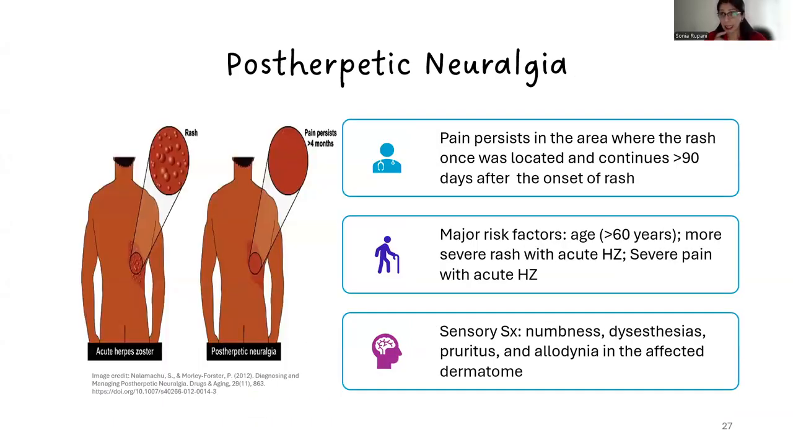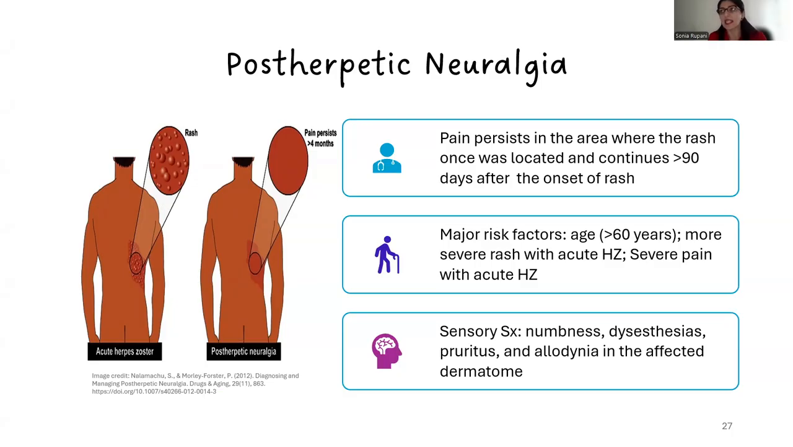So with postherpetic neuralgia, we said the patient had their lesions, papules, vesicles, then they crusted over, it's gone, but the pain persisted. Now, if the pain persists for more than 90 days, and it's significant pain, and when we use the word significant, that's a 3 or higher on the pain scale, then that's postherpetic neuralgia.